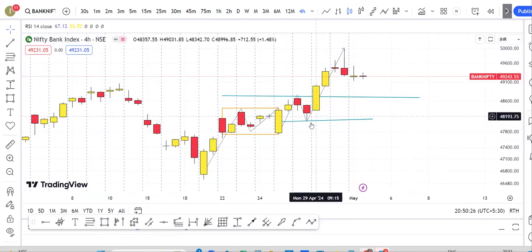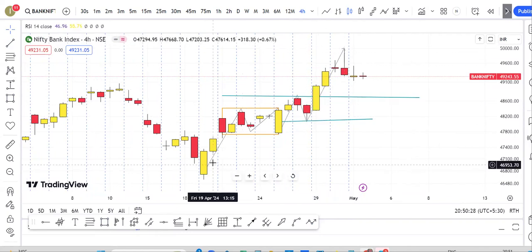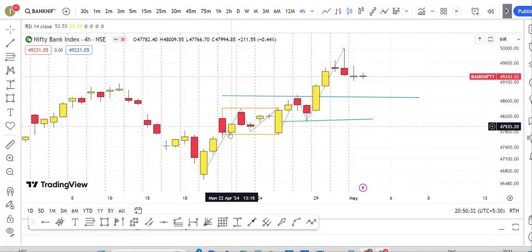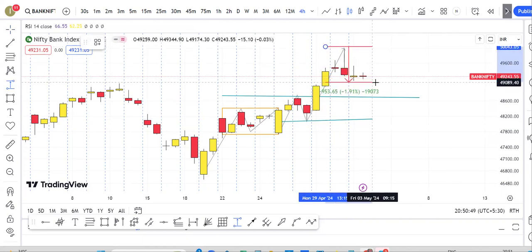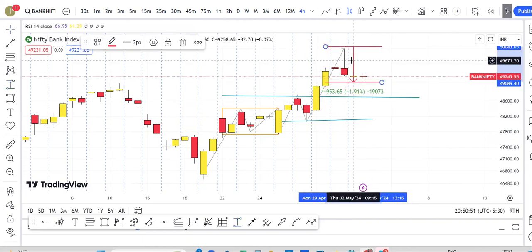Here, this is a huge big move. After the huge big move, you have seen how many? 1, 2, 3, 4, 5, 6, 3 days of consolidation. Now, Bank Nifty has undergone 2 days of consolidation from here to here.